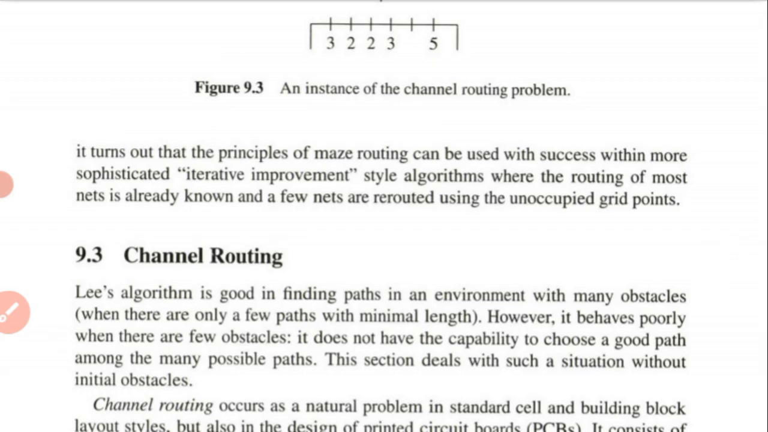If there are many obstacles, that is many connections, the free area will be reduced, right? At that time we are able to find the path easily. But if there are few obstacles, it is very difficult, and we can find a path, but it will not be proper. It does not have the capability to choose a good path among many possible paths.